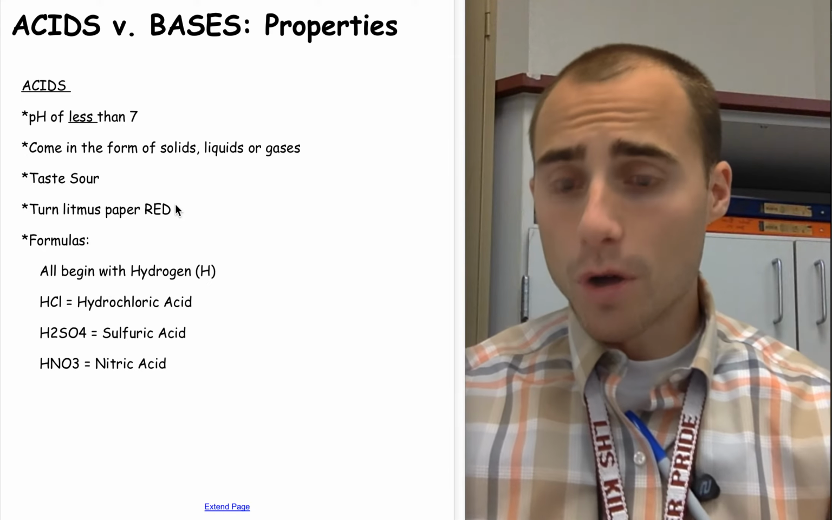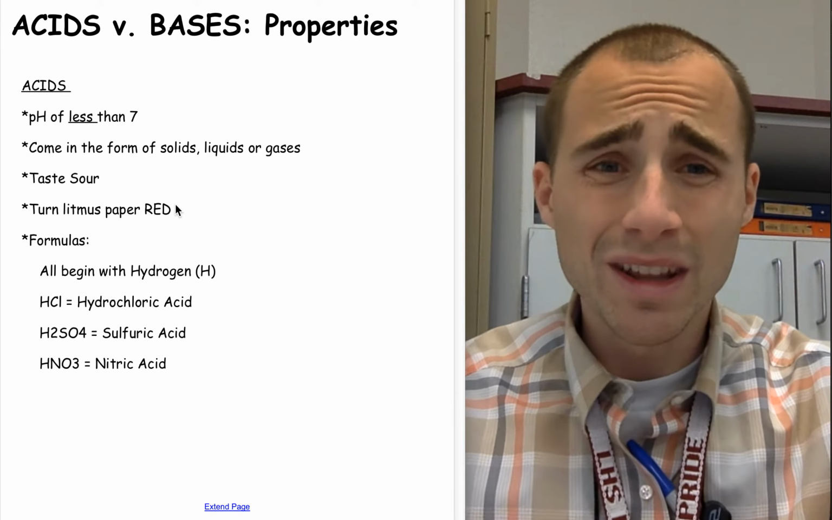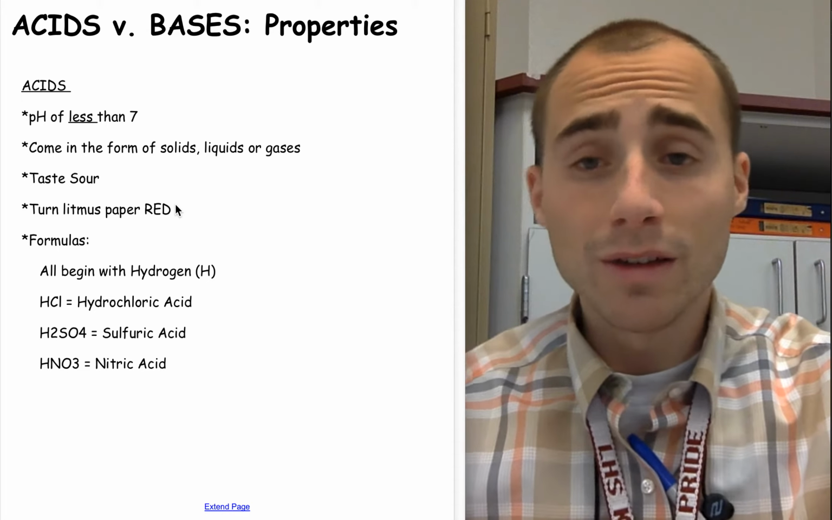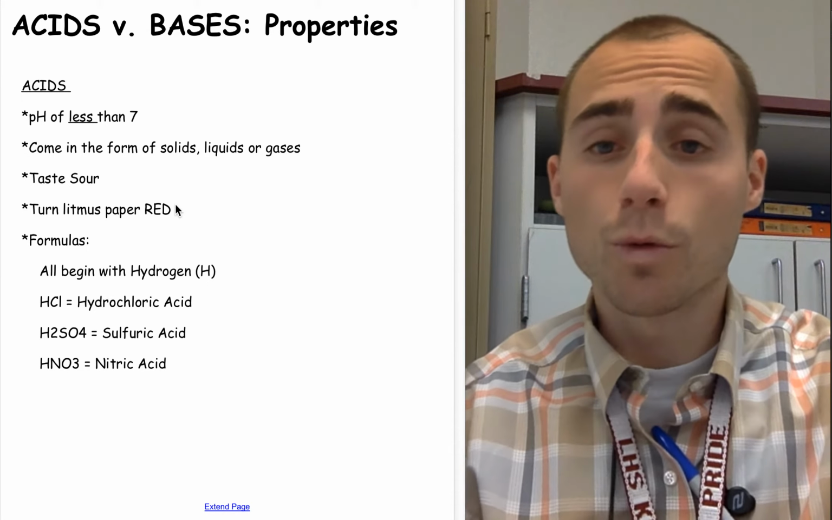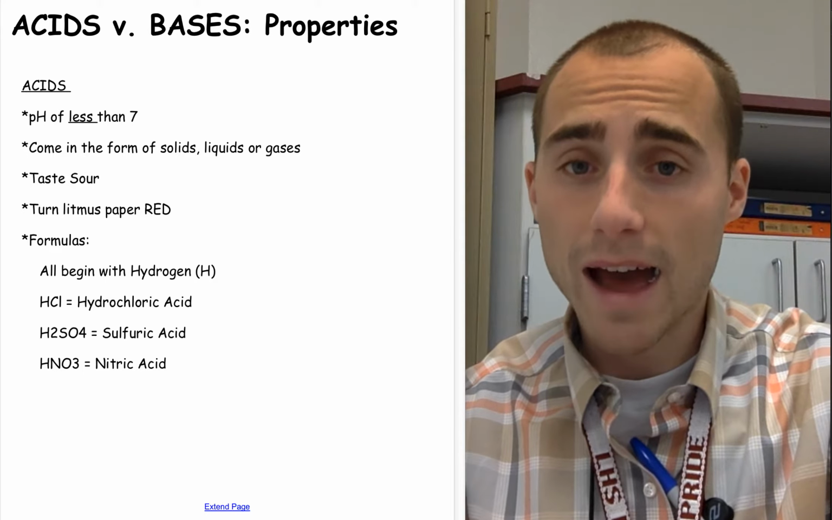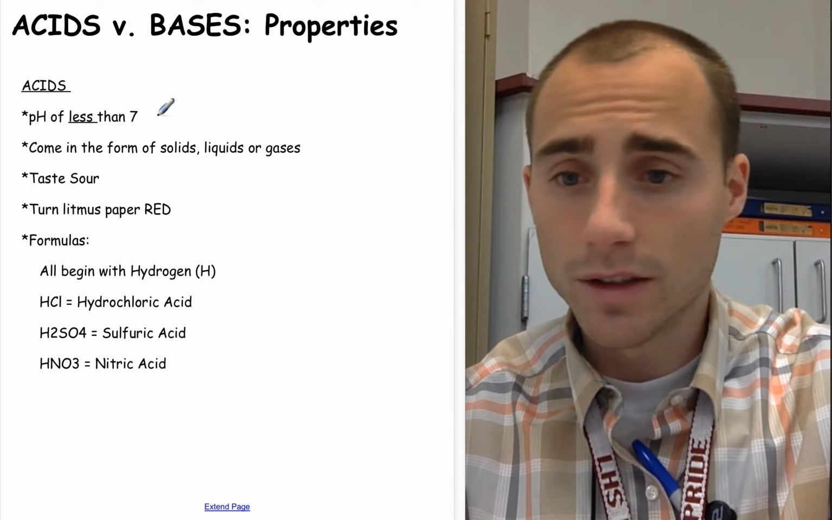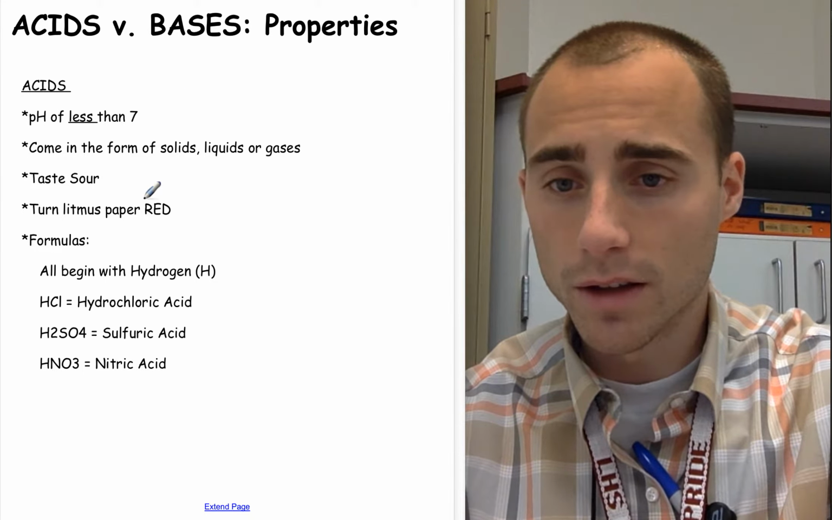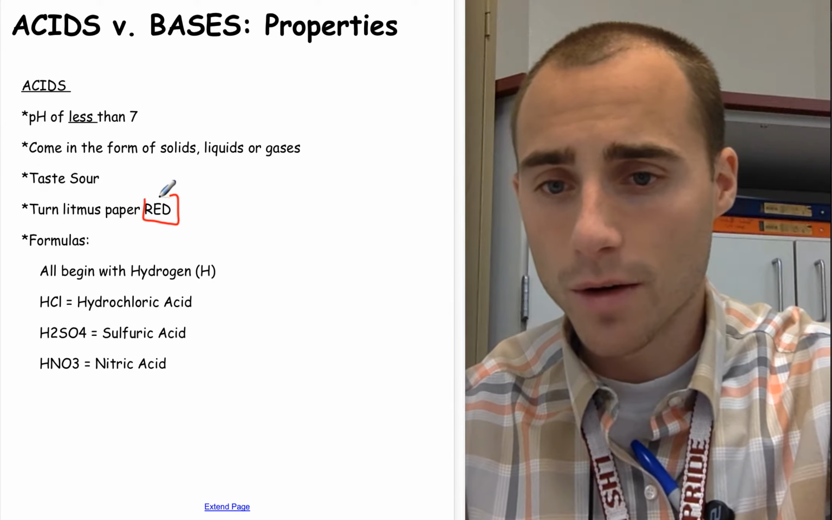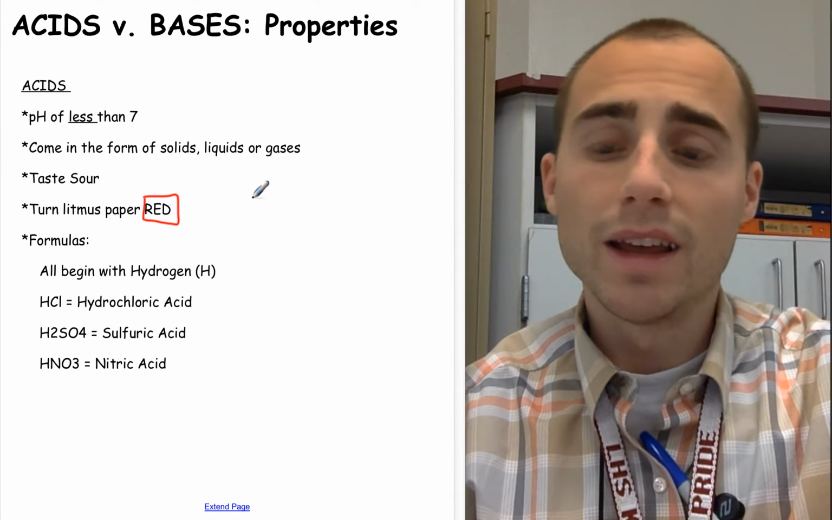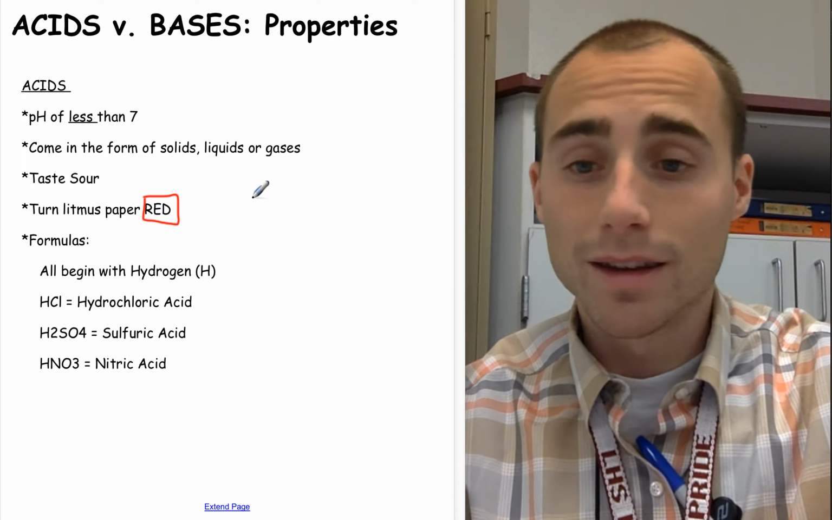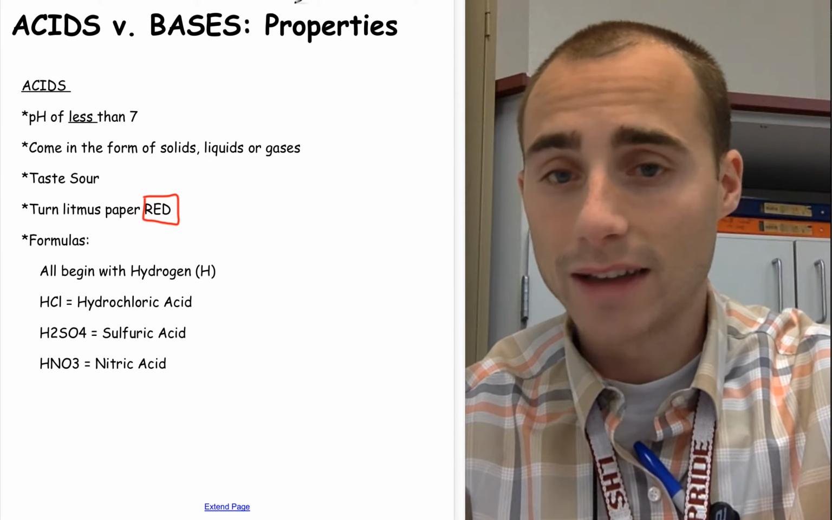Litmus paper, which we will use in the upcoming days, is just a small, typically yellow paper you dip into a solution. If it comes out red, which I think this is going to be more orange, but nonetheless, if it comes out red, then it is going to be an acid. If it comes out red, that means it is an acid.